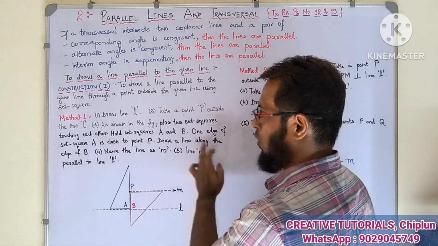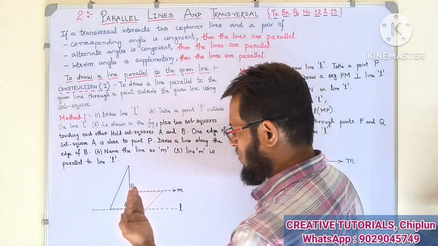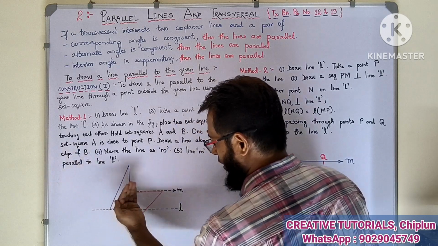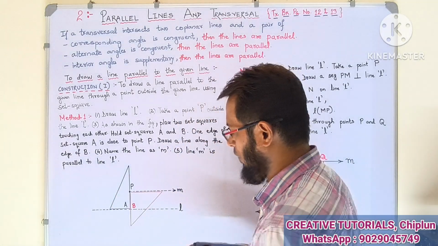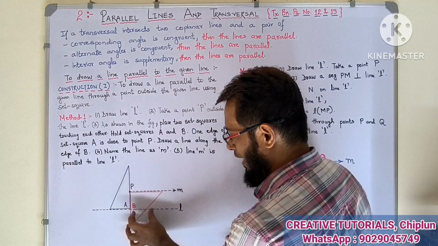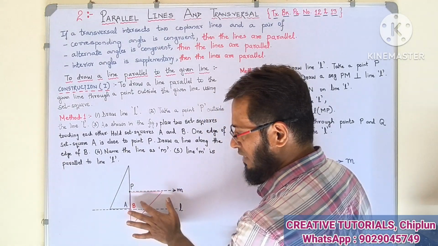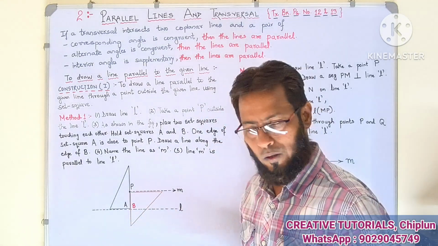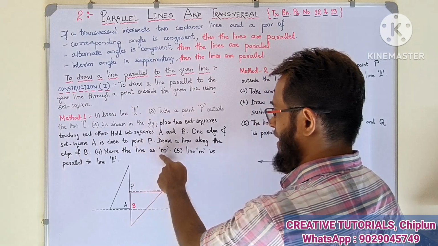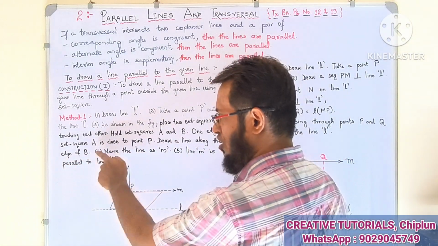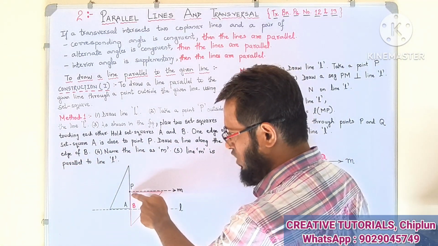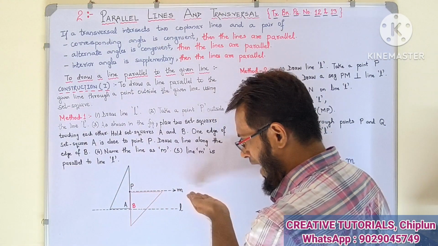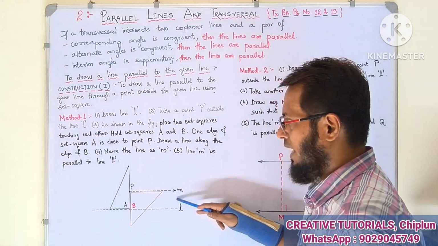Now draw a line along the edge of B. Once you bring this blue colored set square near to point P, touch it to point P. Now with the second set square, adjust the height of this 45, 45, 90 degrees set square so that it comes and touches this point P. Now name the line as M. Draw a line along the edge of B. This is one edge of B. So with this we have drawn this line, and name this line as M.